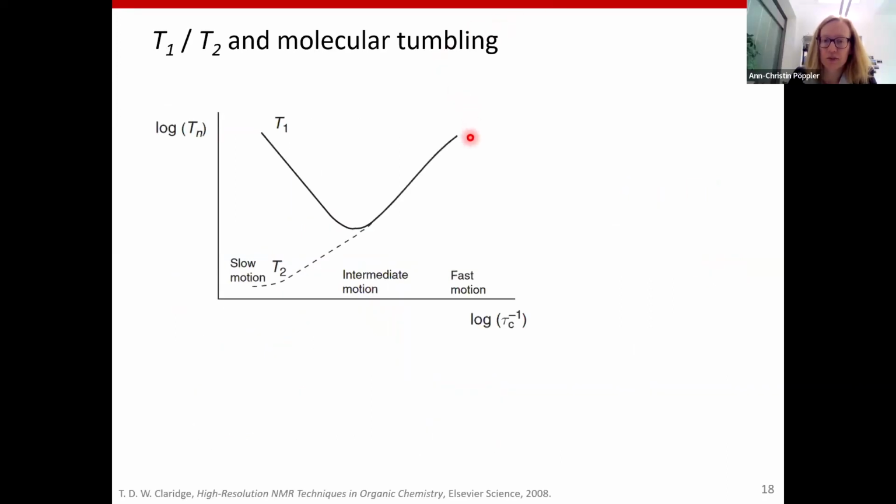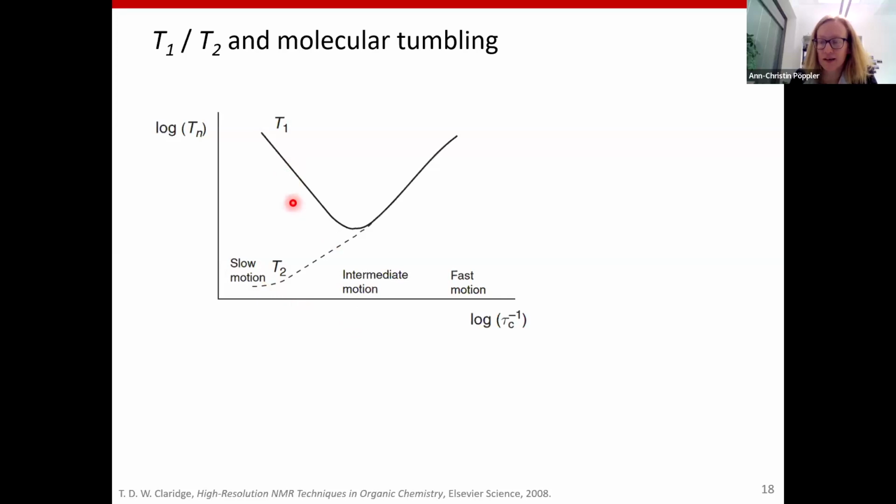So if we briefly recall that in small molecules, we have a very fast motion and we have a more or less okay, but not very efficient relaxation, both T1 and T2. And then as we go to larger molecules that are also moving slower, so-called intermediate motion, we have the minimum of the T1. So this is where T1 is fastest and T2 is also getting faster. And then after reaching this minimum point, the T1 is again getting less efficient, while the T2 is getting more and more efficient with increasing molecular size or decreasing motion.